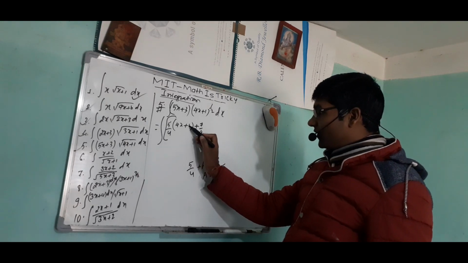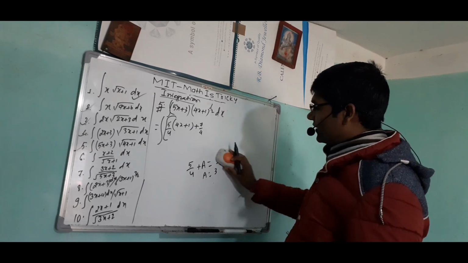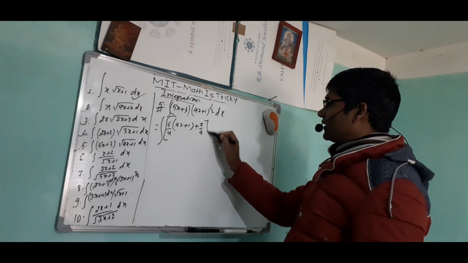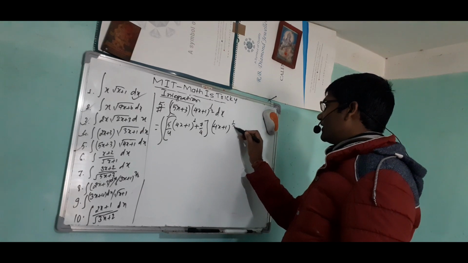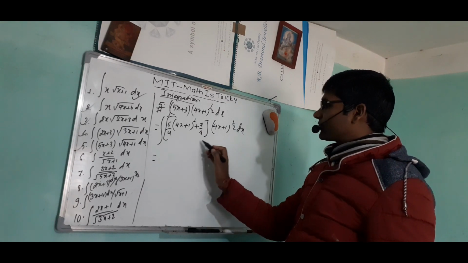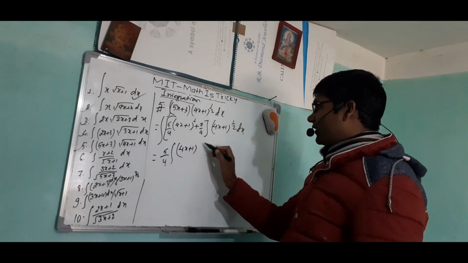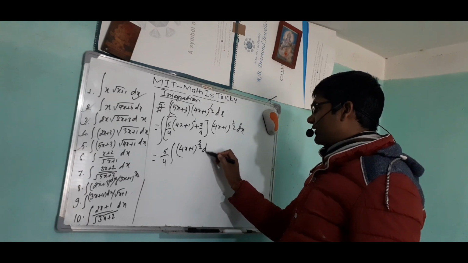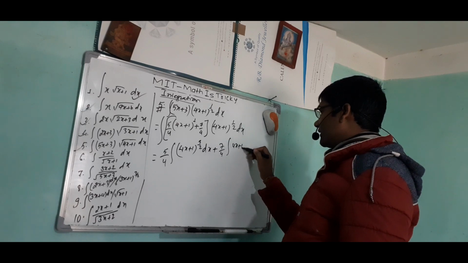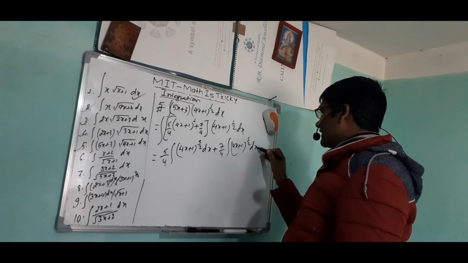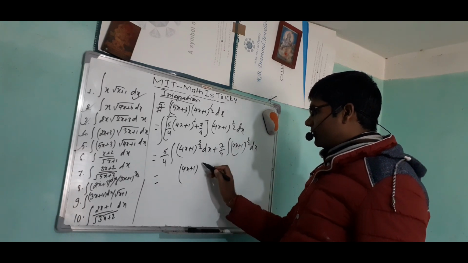So once again 5 by 4 plus 7 by 4: 5 and 7 make 12, and 12 by 4 is 3. So this is what we need to add. This is how we can solve. So the integral of (4x plus 1) power 1 by 2 dx is simply 5 by 4 outside, (4x plus 1) whole power 3 by 2 dx, plus 7 by 4 integration of (4x plus 1) whole power 1 by 2 dx. Now integration will be simply 4x plus 1, power plus 1, means 5 by 2.